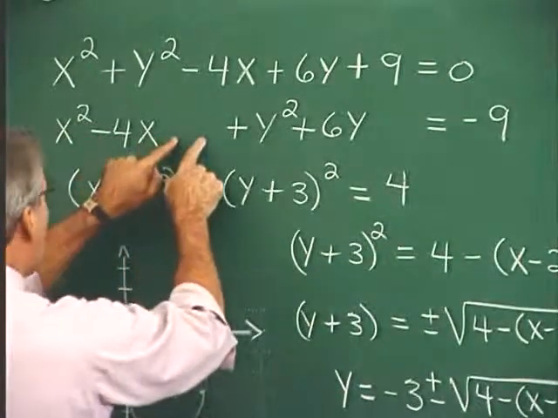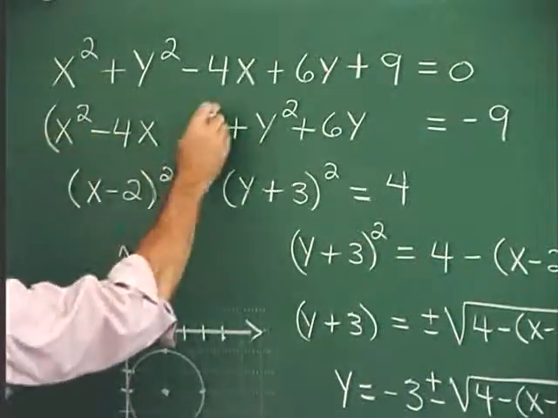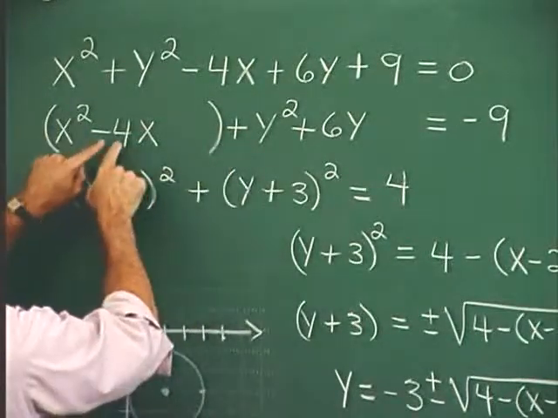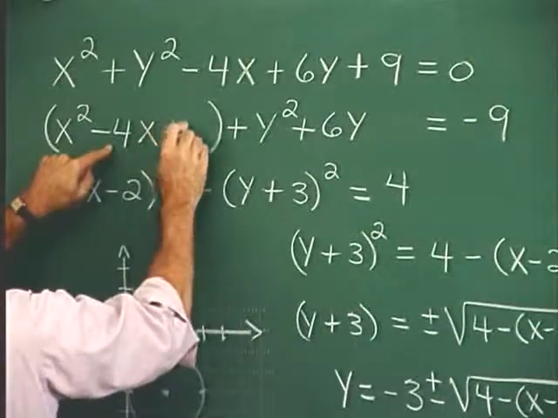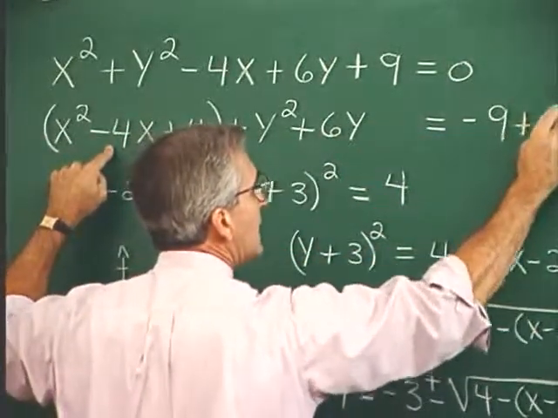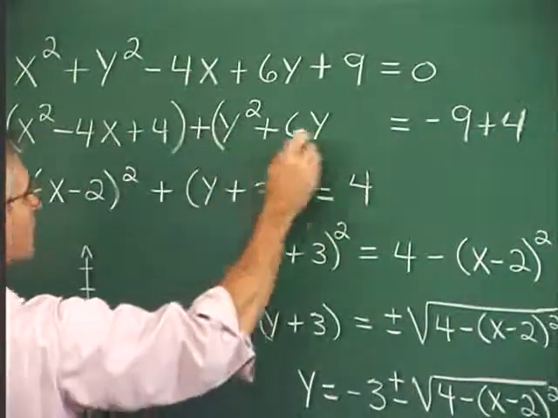Now, completing the square here, you see we're thinking of the problem like this. Completing the trinomial square, remember half of this squared would be 4. So I'm adding 4 here. If I add 4 on the left side, I've got to add 4 on the right side.